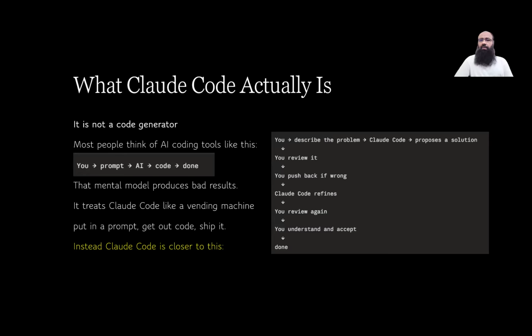Then we need to push it back if something is wrong. Then Claude Code is going to refine, we review again, then we understand and accept, and it keeps on repeating for every feature and every enhancement we are going to perform. So it's not just a one-time task, it's more of a recursive thing.